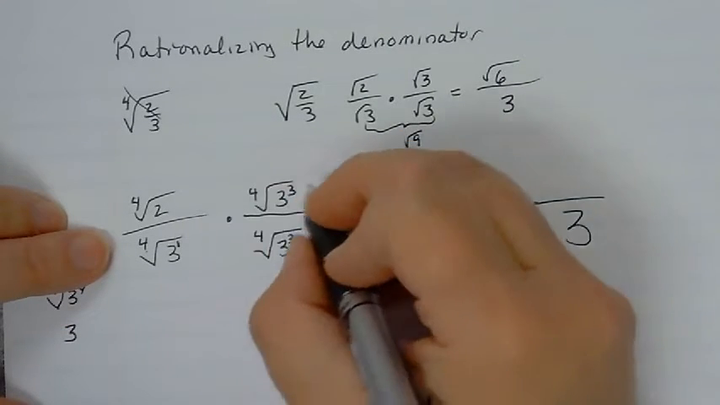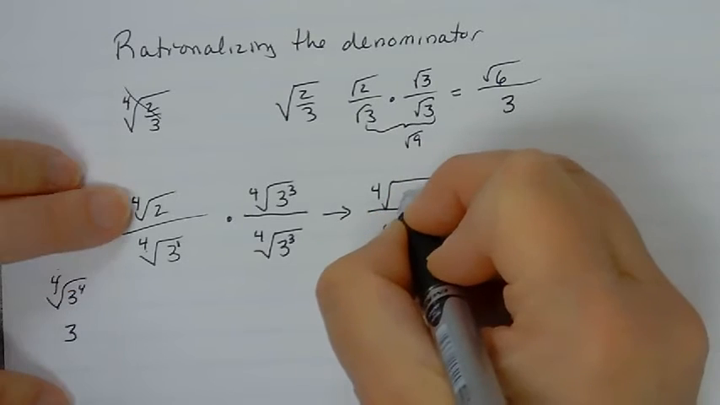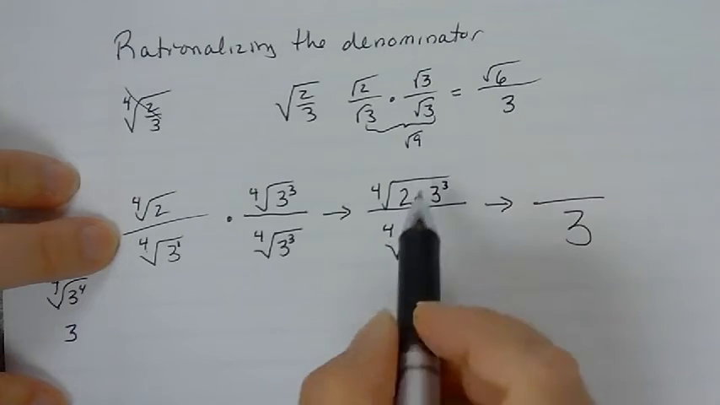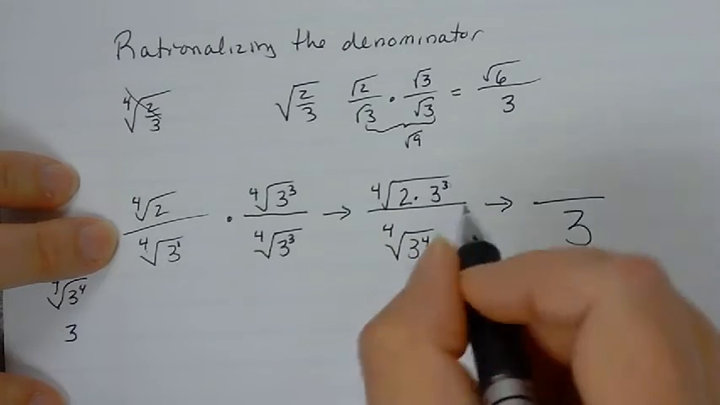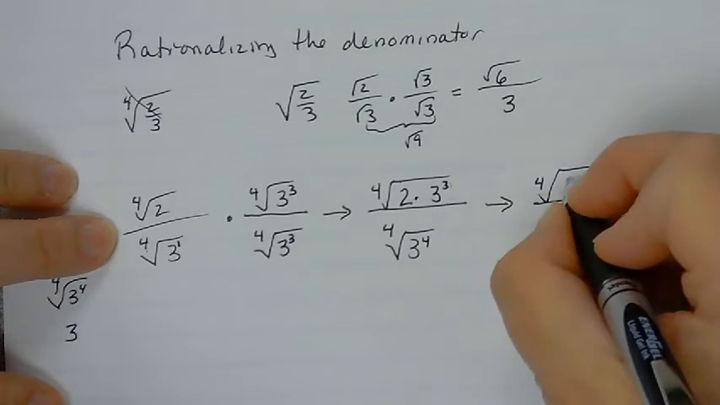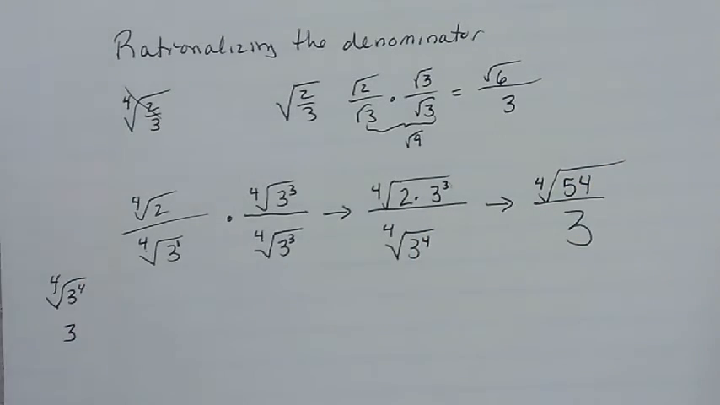On the top now, I have the fourth root of, and I can put them under the same radical because they're the same. I don't have 4 of anything under here, so I'm going to multiply them together. This is 27 times 2, which is 54. So my answer would be the fourth root of 54 over 3. Let's do another one of these.